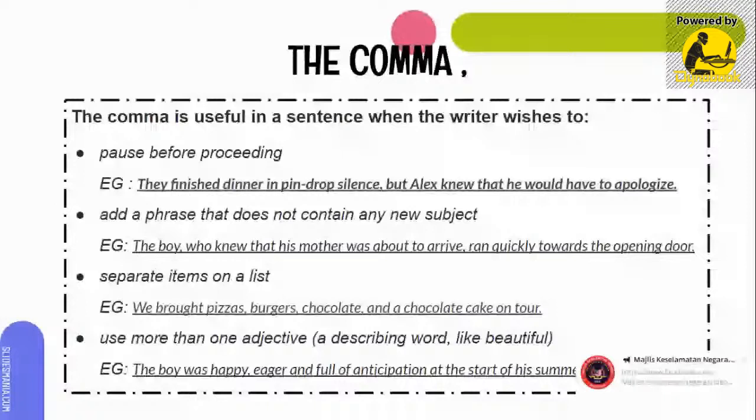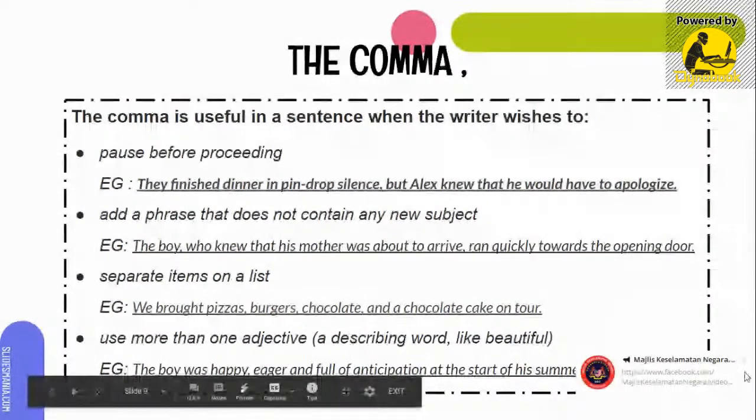The boy who knew that his mother was about to arrive ran quickly towards the opening door. Actually, we can make it like 2 sentences. The boy who knew the mother was about to arrive. Full stop. He ran quickly towards the opening door, in which we have repeated the subject. In order not to repeat the subject again in the sentence, we put a comma and then we do not use the subject in the sentence.